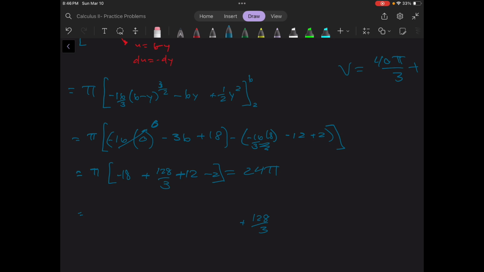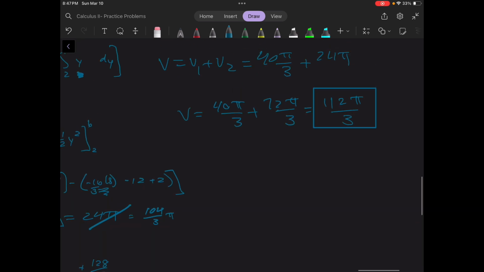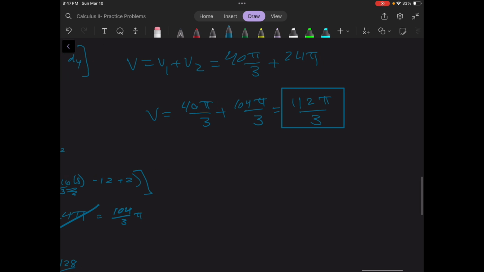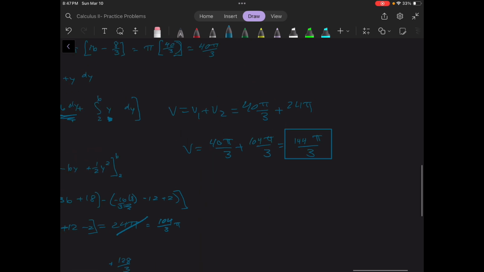It would instead be 104 thirds pi. So instead of a 72 here, it would be 104 thirds pi, and 40 and 104 make 144 thirds pi. 144 times pi divided by 3. So this is the correct answer.